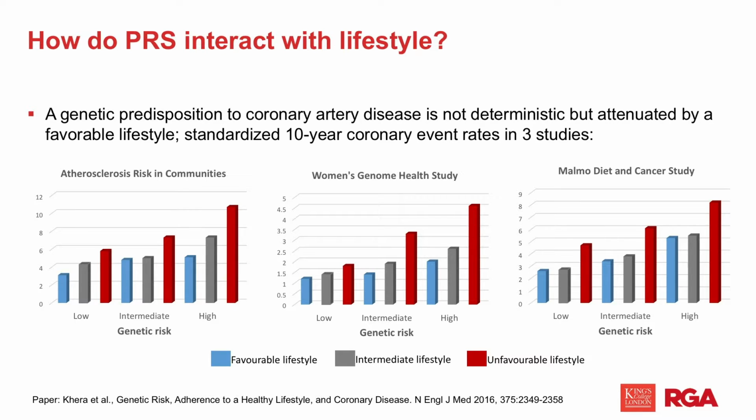An important question is, how does your polygenic risk score interact with your lifestyle risk factors and other risk factors? So this was a really important paper published in 2016 in the New England Journal of Medicine by Khera and colleagues. And what they did was look at a polygenic risk score for coronary disease, but also look at the lifestyle risk factors that you have. And they categorized people as living a favorable lifestyle, an intermediate lifestyle, or an unfavorable lifestyle according to their BMI, their diet, their exercise, and their smoking status. And it was a really interesting study because there was a powerful message there, which is your genetics is not deterministic.